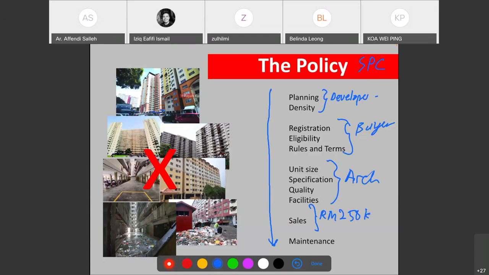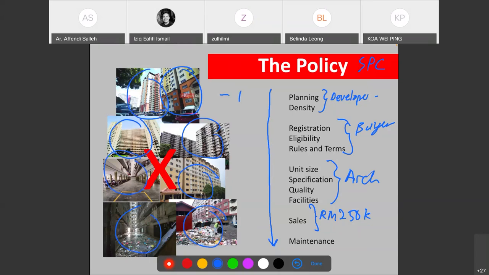Now, the challenge is, developers, by hook or by crook, must build these affordable homes using the private developer's money, and sell at this price. So the challenge is how not to lose money doing this. Because more often than not, when private developers build these affordable homes, they don't earn money. They don't gain. Tak ada profit, tak untung pun.